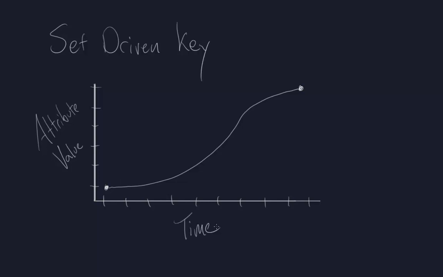So, horizontally, we measure against time. This is how keyframe animation works. Time is the driving factor. When you hit play, time is always marching forward, and as it marches forward, it drives your attribute along this curve from point A to point B, and the result is animation.